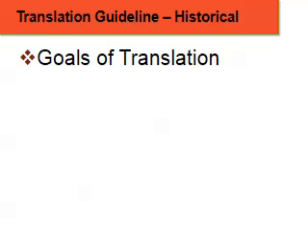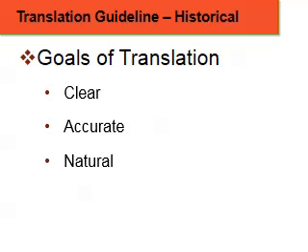The goals of translation are to translate the source language text so that the message is clear to those that speak the target language, the target language accurately conveys the same meaning it had in the source language, and the target language reads naturally. Be sure to view the translation guideline lessons on clear, accurate, and natural for more information.